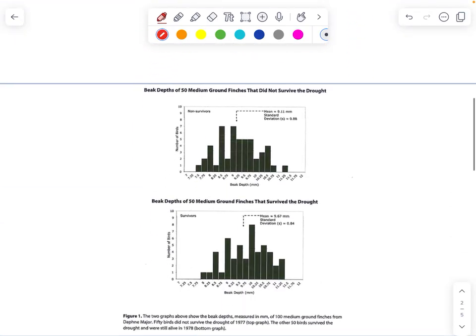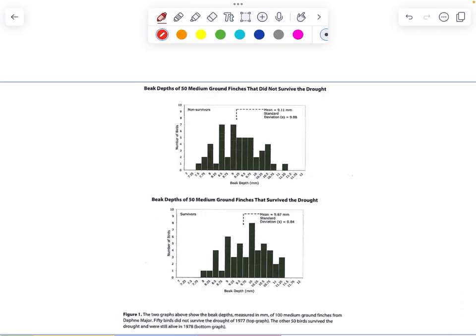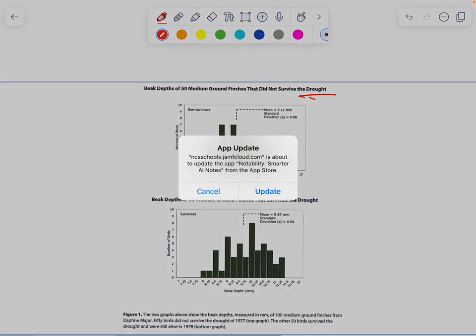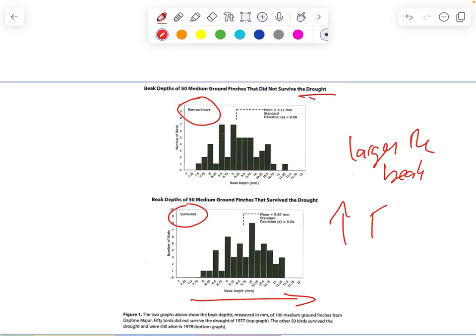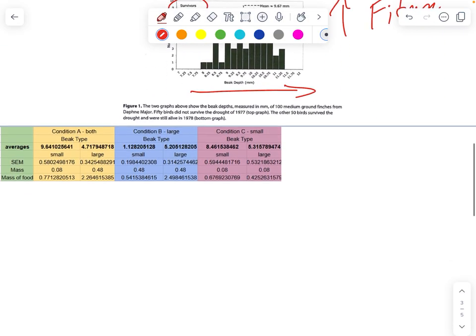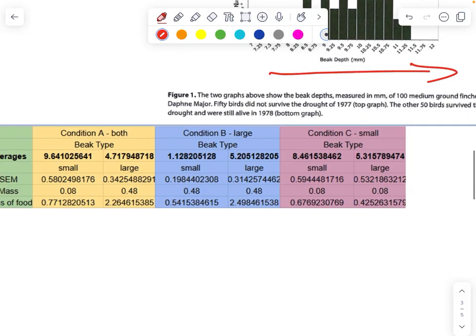So this Finch lab was based upon the Grants' work with finches on Daphne Major. What they saw was that there was this huge drought, and you can see the non-survivors versus the survivors, there's a directional selection here: the larger the beak, the greater the fitness, which means the ability to survive and reproduce. And we saw this in our simulation lab, right?